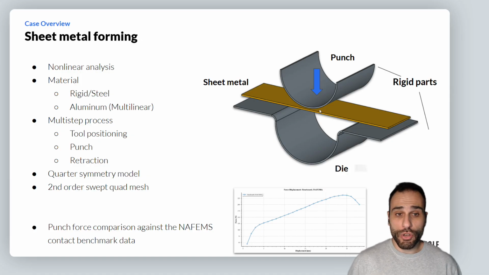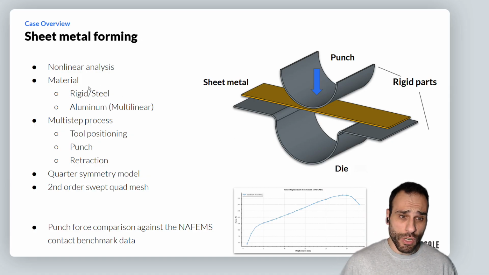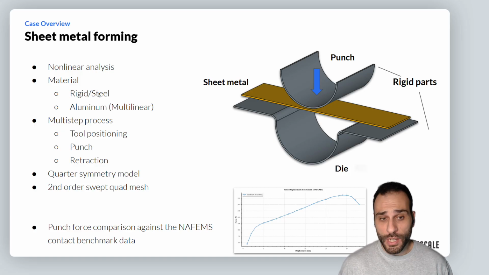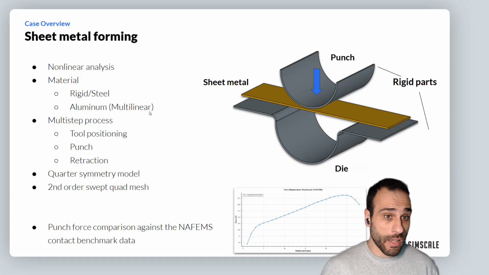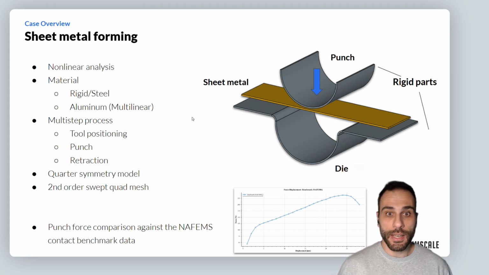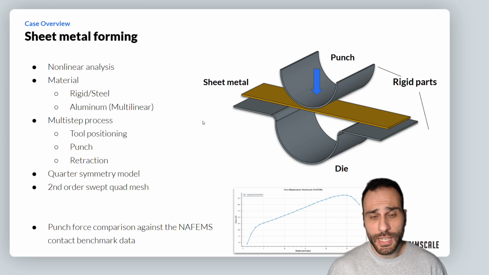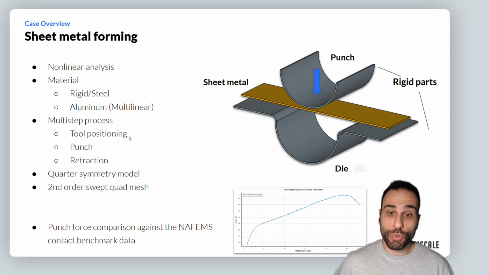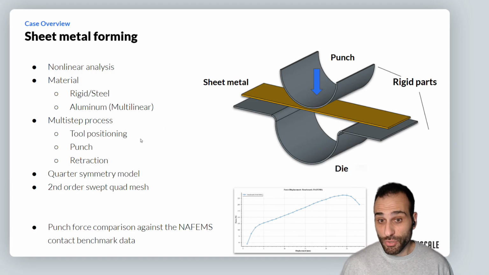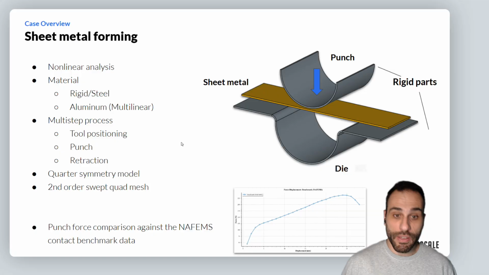Of course, we are going to use a quarter symmetry of the model to save some time, and we're going to utilize the second order quad elements, which are really good for cases where a lot of bending is taking place. The final outcome of the simulation would be, of course, to determine the final shape of the sheet metal part, but also to compare and measure the reaction force needed to complete the process. We are going to compare this force with benchmark data coming from NAFEMS.